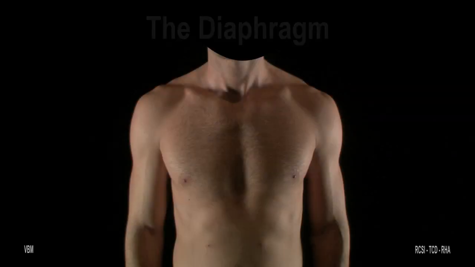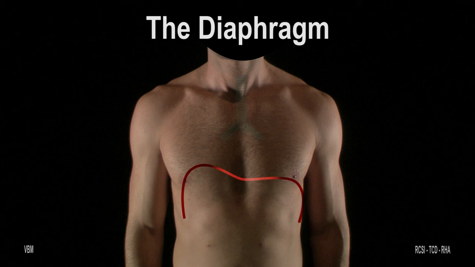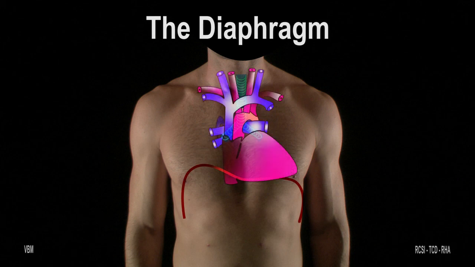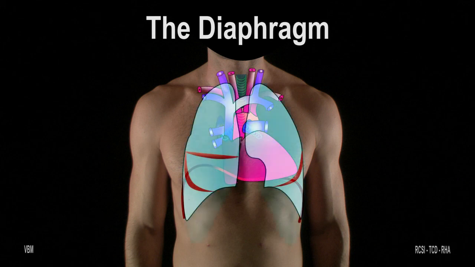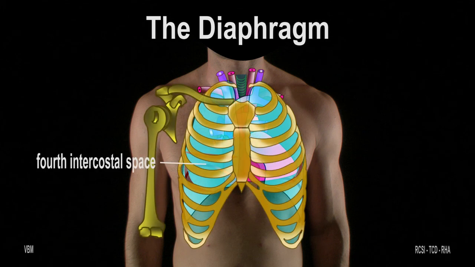The diaphragm. The diaphragm bulges up into each pleural cavity from below, reaching as high as the fourth intercostal space on the right side and the fifth intercostal space on the left side. During deep inspiration, the diaphragm can descend by 5 to 10 centimeters, forcing abdominal structures downwards.